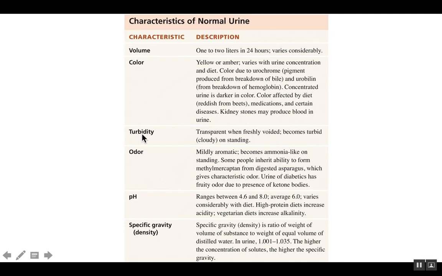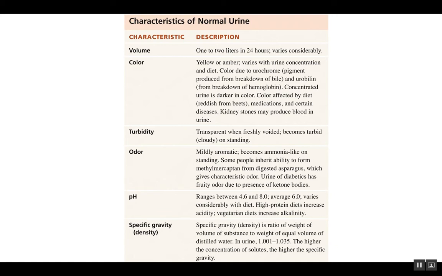Turbidity is how transparent urine is. It's very transparent when it's freshly voided. It becomes turbid, and turbid actually means cloudiness, if it's been sitting around. Odor should vary a little bit, maybe based on diet. There's a molecule in asparagus that will be metabolized different ways by different people, and certain people will have an odor in their urine after they've eaten asparagus.